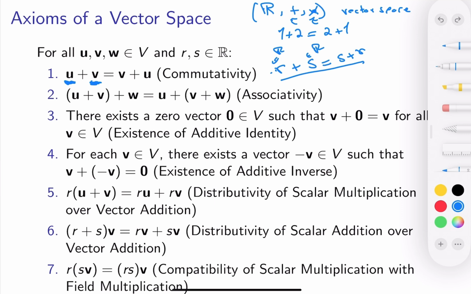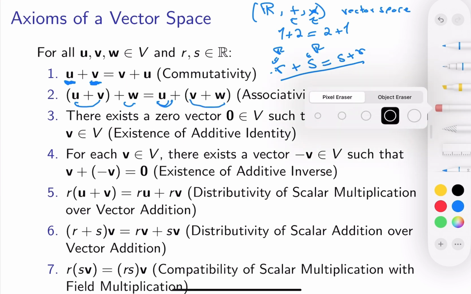So the second property is so-called associativity. What this says is that it shouldn't matter the way you add three vectors. It shouldn't matter in which order you add such vectors. For example, if you add u and v first and then w, it should be the same as adding v and w first and then u to them.